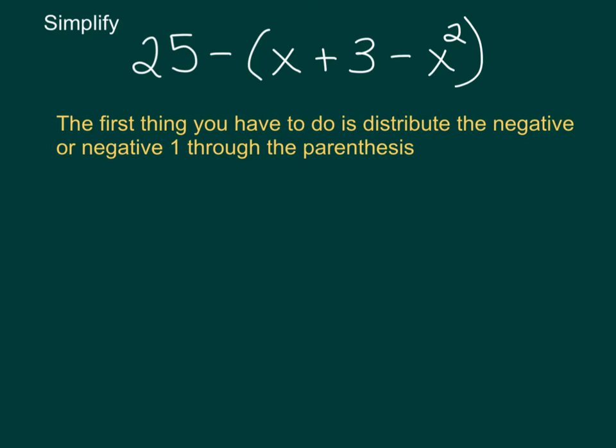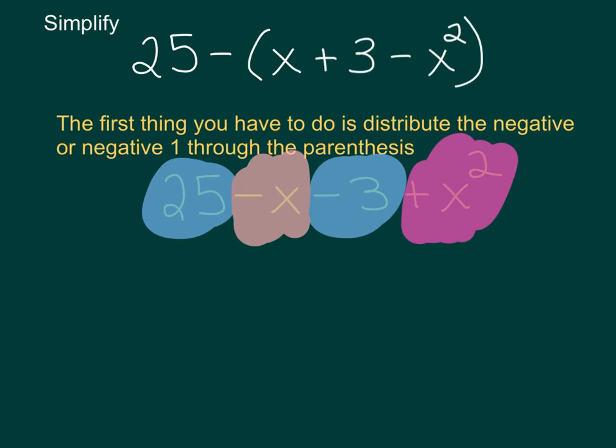All right, next problem says 25 minus, parentheses, x plus 3 minus x squared. The first thing you have to do is distribute the negative, or negative 1, through the parentheses before you can attack this problem. You see that I've done that. I distributed the minus with the x, which made it a negative x, the minus with the 3, which made it a minus 3, and the minus with the negative x squared, which changed that to a positive x squared. So now I'm going to combine my like terms. You can see I colored the like terms differently. Now I'm going to write them in order.